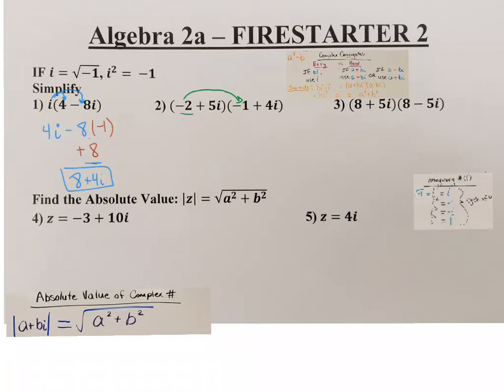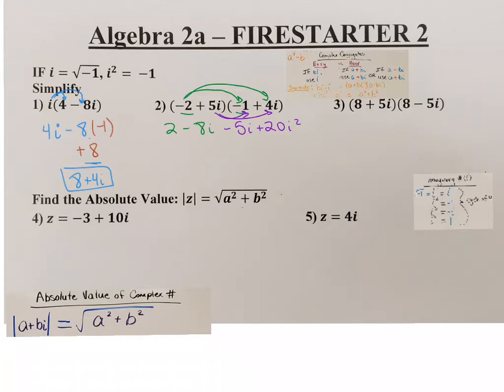I think of -2 as a pizza delivery guy. He goes over to -1. That gives me +2. Now -2's got to finish his job. He's going to go over to 4i, becomes minus 8i. Now 5i is a pizza delivery guy, or you're doing the inside. 5i times -1 is minus 5i. And then 5i times 4i is 20i squared. I forgot to write the plus sign.